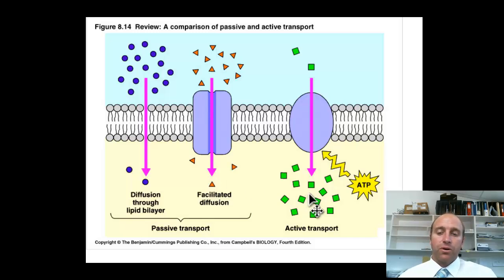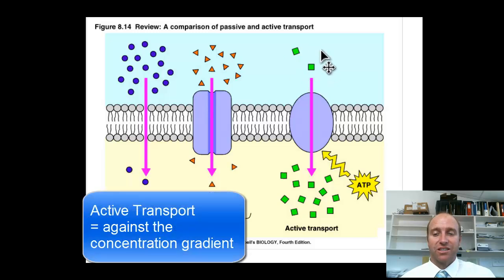Now, active transport requires energy, and this is particularly useful when we want to move from an area of low concentration to an area of high concentration. In the passive transport, we were going with the concentration gradient. Now, these guys are actually going against the flow. They're going against the concentration gradient. They're going from an area of low concentration to high. Okay, it's not the natural way a substance would move.